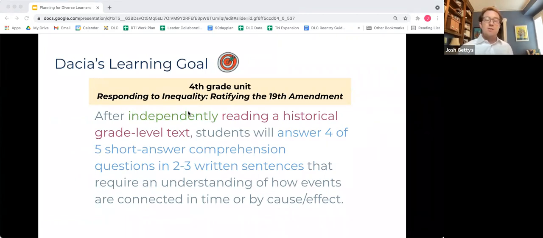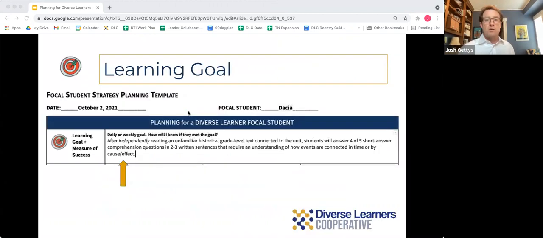So she's actually going to have to independently read a text and answer questions in writing, two to three sentences, on cause and effect and how events are connected over time. So it's a really specific learning goal, one that one could measure. And I now have a better sense of what challenges Daisha is going to have with that learning goal.